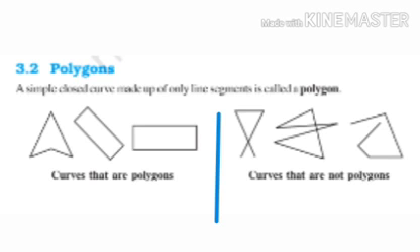Now let's learn about polygons. Polygons are closed figures formed of only line segments. Left hand side figures, you can see they are made up of line segments and no line is overlapping. Right hand side figure has overlapping lines, as well as the third figure is not a closed figure.